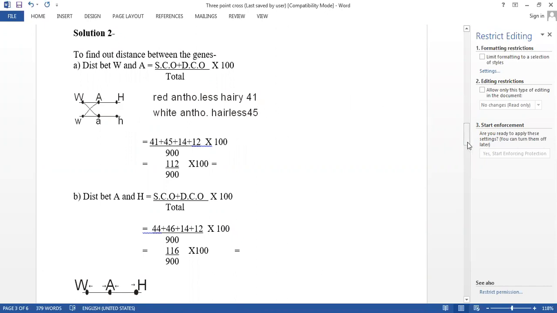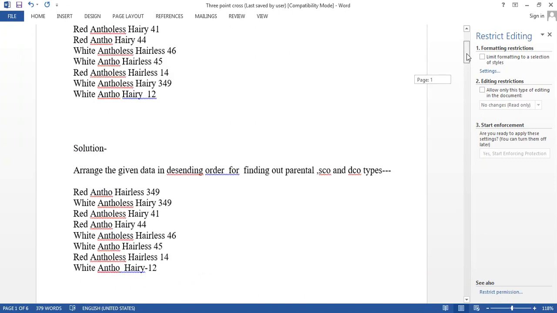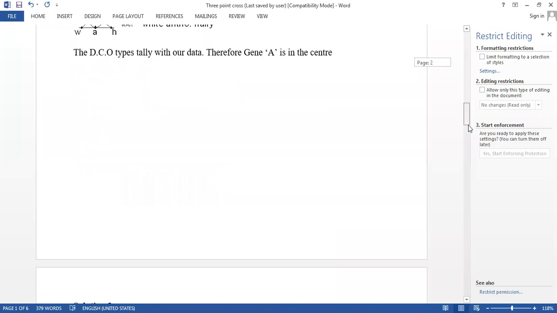What about double crossover? Double crossover will be the same for all the genes. And how much is it? I repeat, double crossover types will be the same for all the three genes. Double crossover types are 14 and 12. They will remain common for all the three genes.